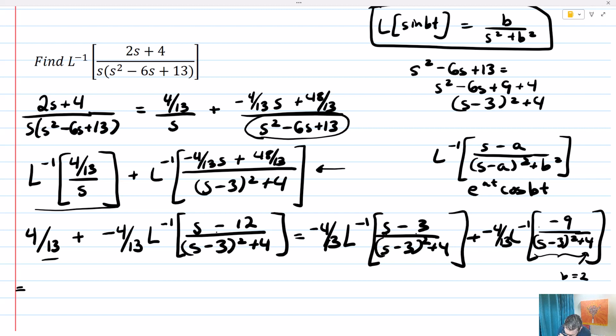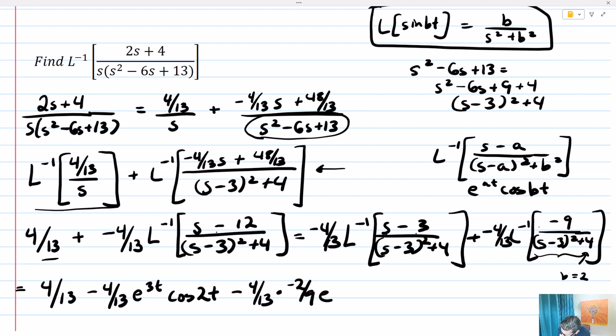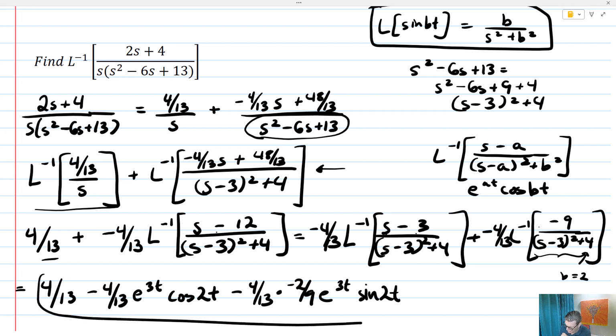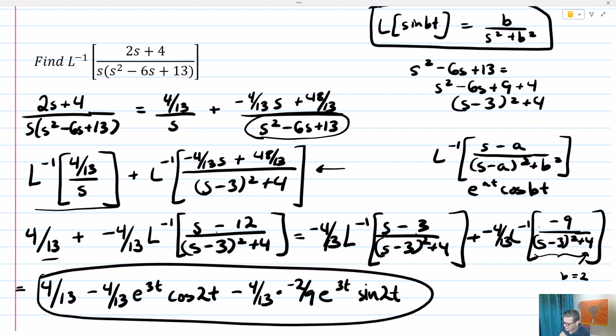So what I get now is 4/13 minus 4/13, and this term here is going to end up being e to the 3t cosine 2t, and then this will be minus 4/13 times -2/9 e to the 3t sine 2t. And that ends up being your inverse Laplace transform. That's the function that we're looking for, little f of t. So what you can see here is that we'll actually use a combination of our partial fractions techniques and this first shifting theorem technique in order to find the inverse Laplace transform.